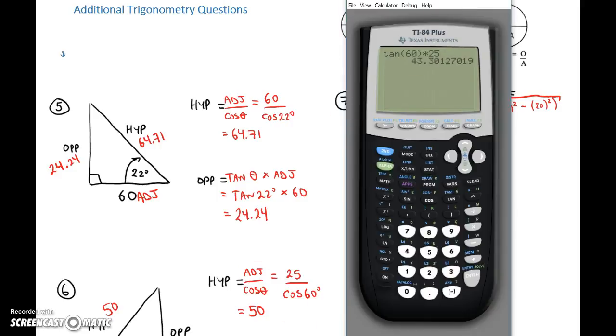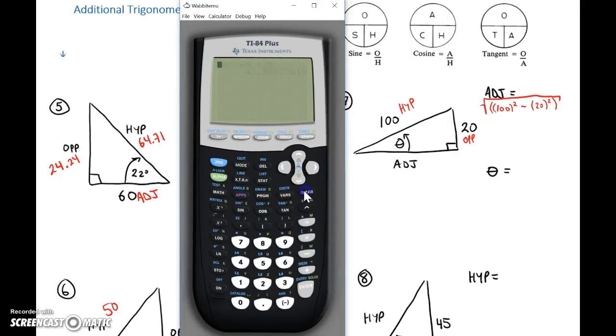So let's see if we can plug this into the calculator here. Okay, we're going to do the square root, with double brackets. We'll do the square of 100 minus the square of 20, and then we'll do our close brackets. That gives us 97.979. The third decimal place here is a 9, so we'll round this up to an 8. So 97.98.